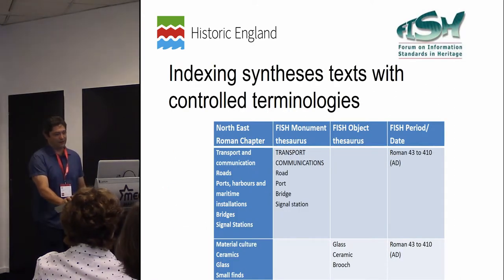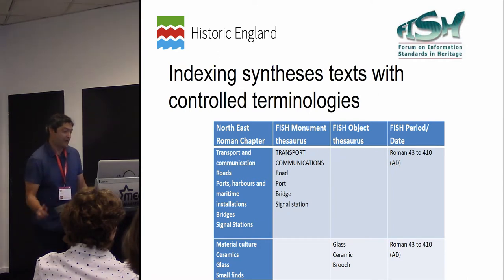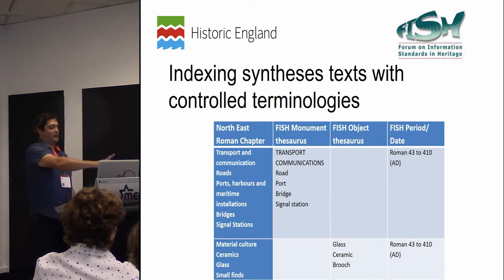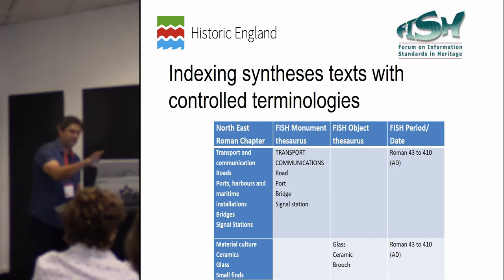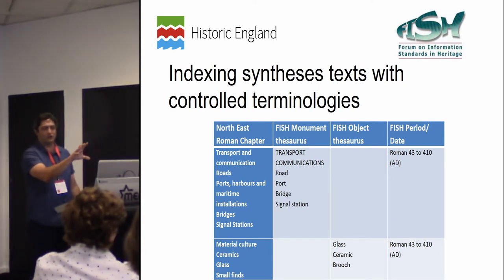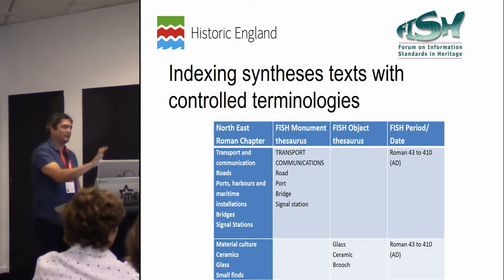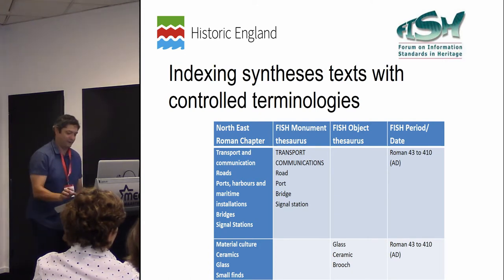So I'm just going to run a couple of things. We're looking at structuring, synthesis of the text with controlled terminologies. So on the left hand side, you've got a chapter of Roman. Someone's written a Roman army, Roman roads, whatever. We need to make sure that those texts are indexed or tagged with the correct terminologies that are generated by the FISH, which looks at the controlled thesauri and the vocabularies in the UK. Make sure that those vocabularies are being used, because then we can cross search, it's all easy.